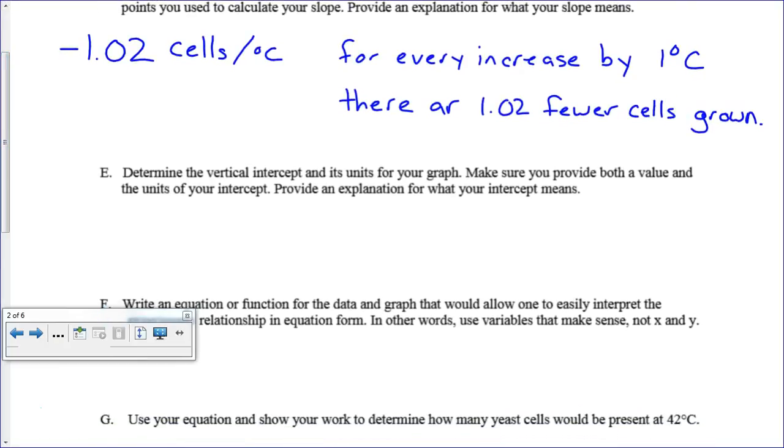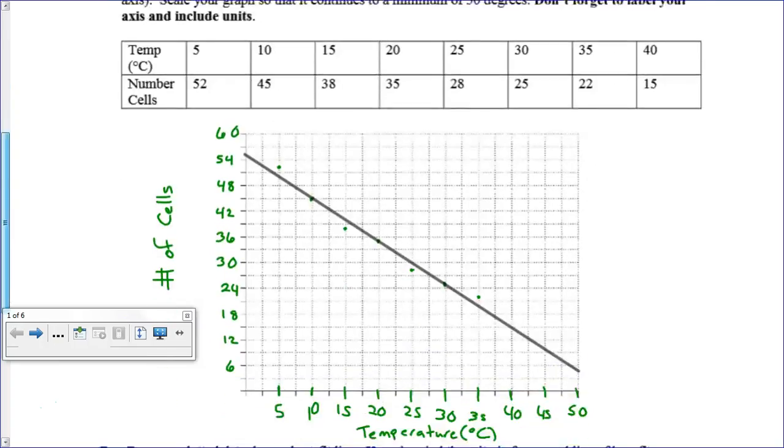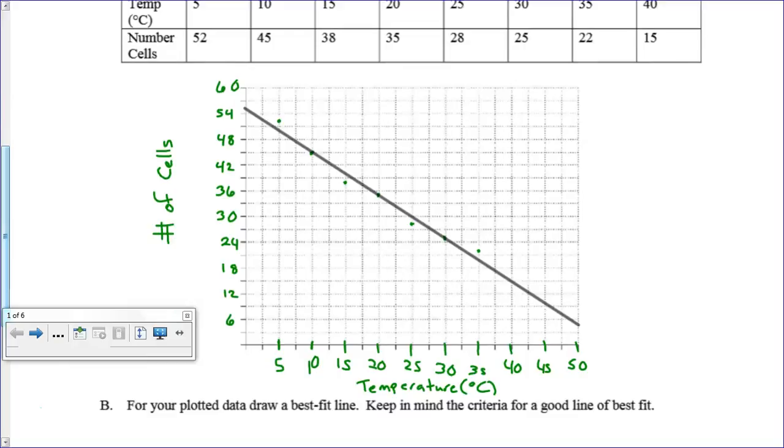This next question asks us to determine the vertical intercept. There's a lot of mathematically complicated ways that you could go through and do this, but I actually think the better way is to just go back and look at your graph and see what the vertical intercept is. So we go back here and we look at the graph that we made, and on the vertical axis, the intercept is right here. If I look at that axis, that's just above 54, so I'm going to call that 55, all right? And in a second here, it's going to ask me what the units are and what my interpretation is. Looking here, this axis is measuring the number of cells. So 55 here is the number of cells.